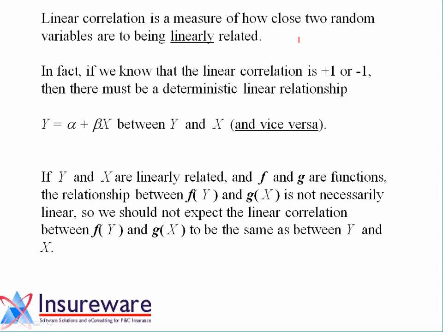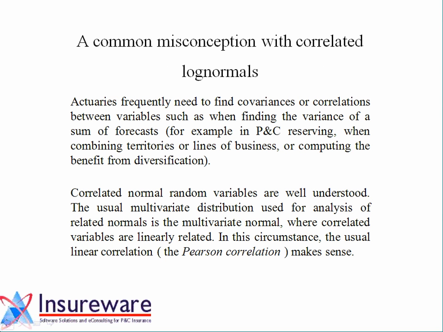Linear correlation is a measure of how close two random variables are to being linearly related. As I've said before, if the correlation is 1 or minus 1, one is a linear function of the other. If y and x are linearly related and f and g are functions, the relationship between f(y) and g(x) is not necessarily linear. So we should not expect the linear correlation to be the same as between y and x. And that's very important when you look at normal distributions and log normal distributions, the relationship between normals and log normals.